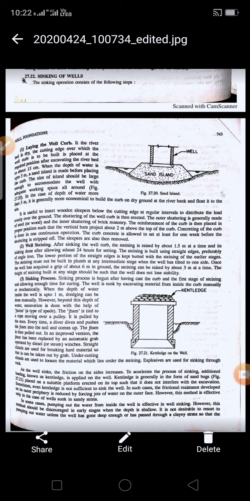If the river bed is dry, the cutting edge over which the well curb is to be built is placed at the required position after excavating the river bed about 15 centimeter. When the depth of water is up to 5 meter, a sand island is made before placing the curb. The size of the island should be large enough to accommodate the well with adequate working space all around. In the case of river water depth more than 5 meter, it is generally more economical to build the curb on dry ground at a river bank and float it to the site.